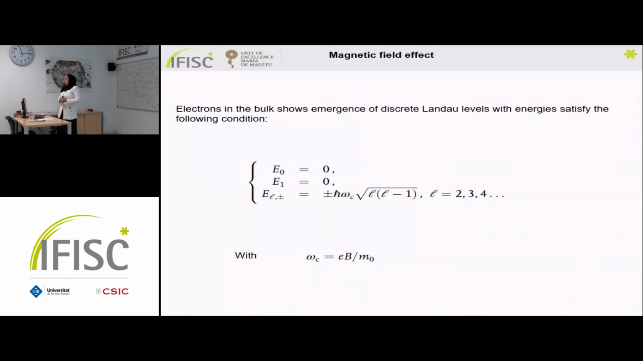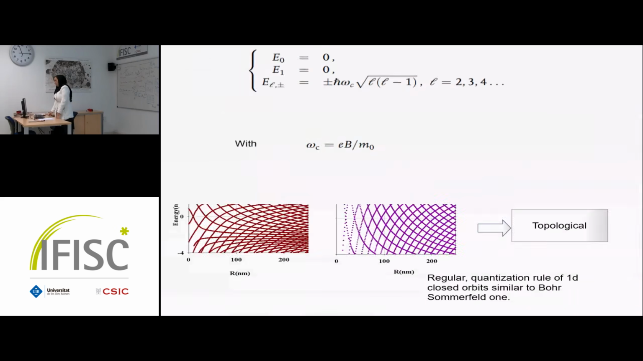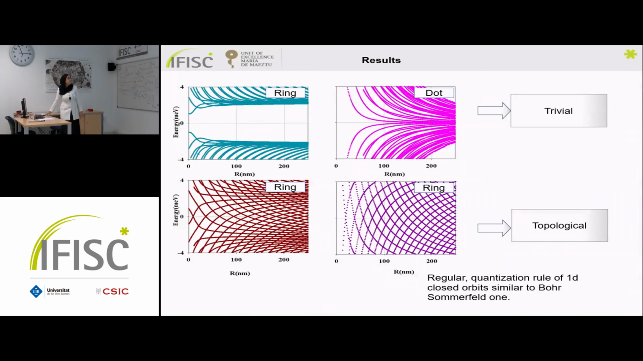Now I want to talk about the effect of magnetic. Yes. Over here. Right. Yes. This is the ring with zero width. Yeah, because they are all topological loops. Yeah.